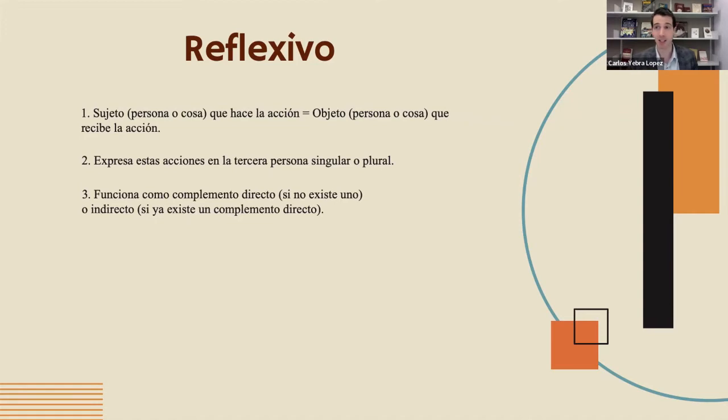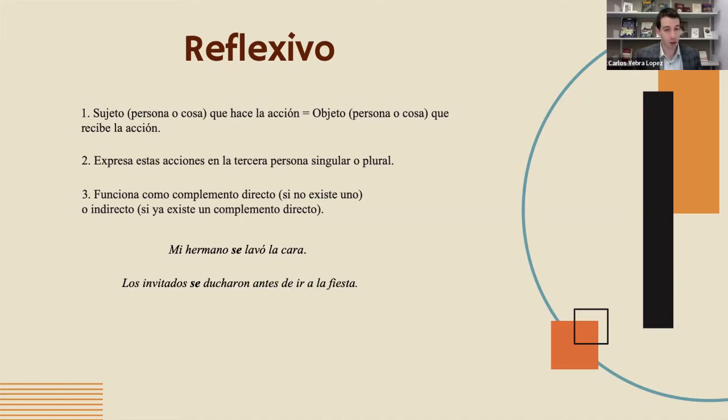So in that case, se functions as a direct complement assuming there's no other direct complement in the sentence, or as an indirect complement if there's already a direct complement. For instance, if I say, mi hermano se lavó la cara, meaning my brother washed his face. Now, the person who does the action, my brother, and the person who receives the action, my brother, are one and the same. Therefore, I use a reflexive se to mark that action. Mi hermano se lavó la cara, as opposed to mi hermano lavó la cara, in which case we will be talking about somebody else's face.